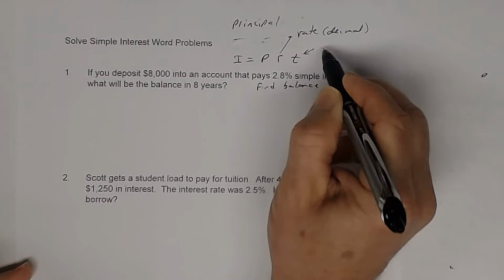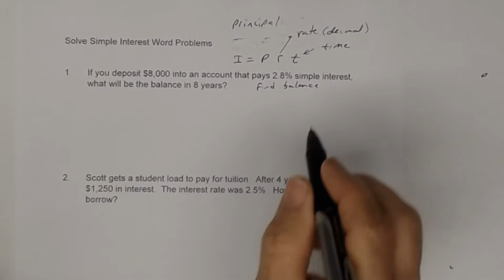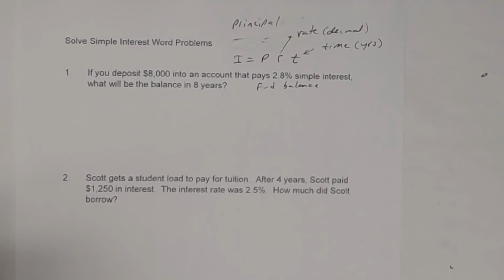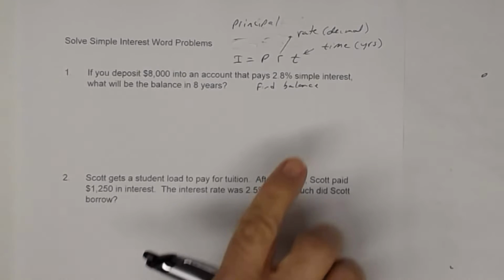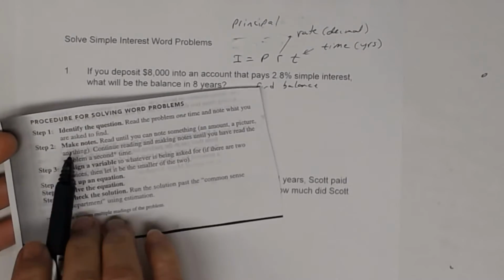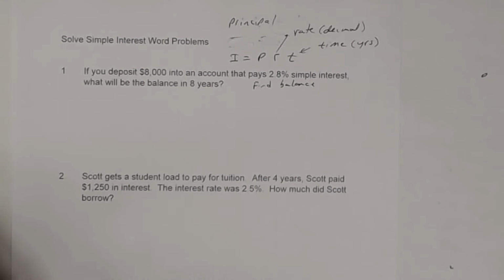And then T is the time, and we need to put time in years. Time should be in years. So if it's in months, you convert it to years. All right, so we've talked about steps one and two at this point.